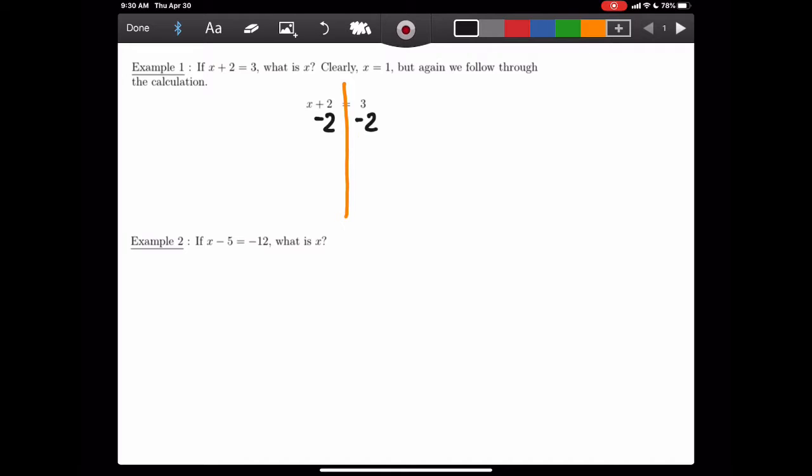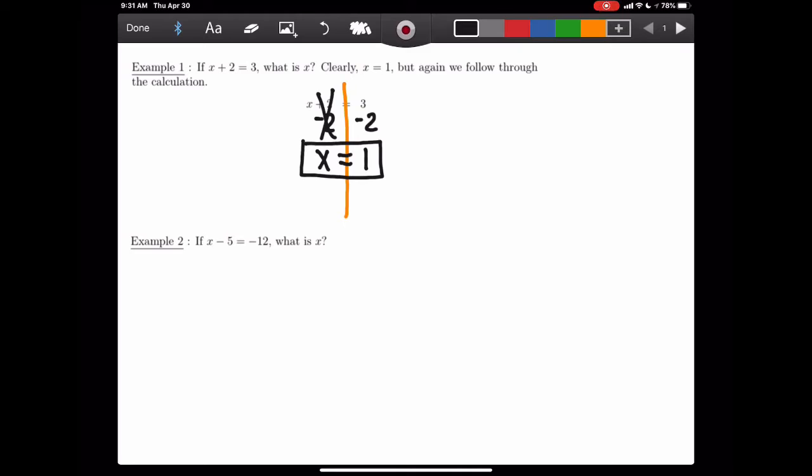A positive 2 minus 2 is just 0. So that's why things cancel out. If 2 minus 2 is 0, 4 minus 4 is 0, that's why it cancels out. And so now on this side of the equal sign, I'm left with x is equal to, and 3 minus 2 is 1. And that's how you will solve an equation algebraically.